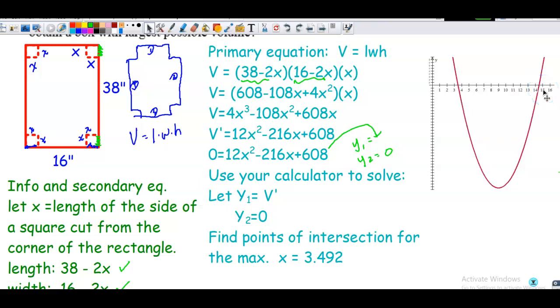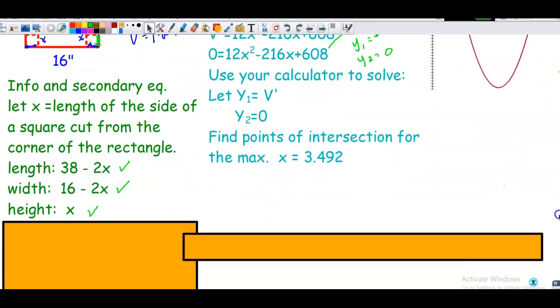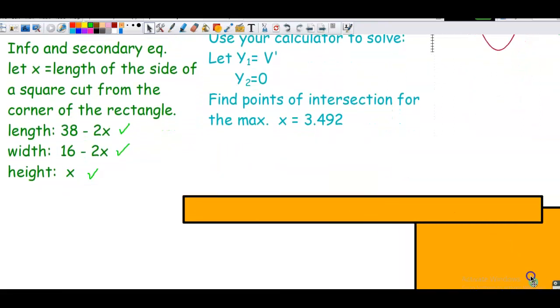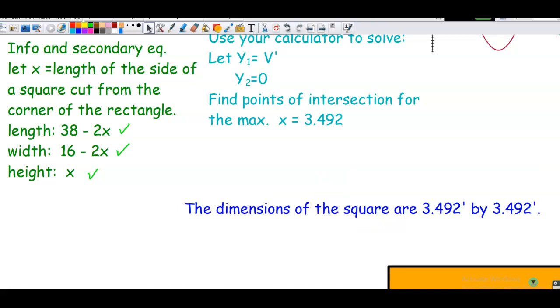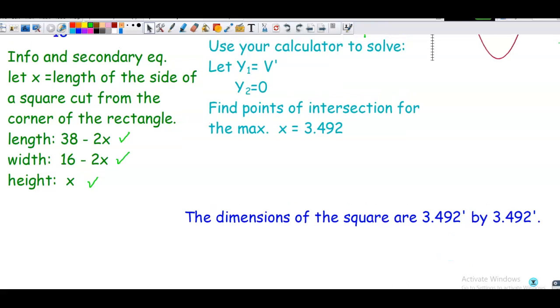But think about it, you can't cut a square 14, you've only got 16 inches on this side to work with. So you could not cut a 14 by 14 square. You couldn't cut 14 inches on this side and 14 inches on this side. You don't have enough paper to do that. So it's an unreasonable value in the domain. And what's under here? Nothing else. And then my sentence: the dimensions of the square are 3.492 by 3.492.